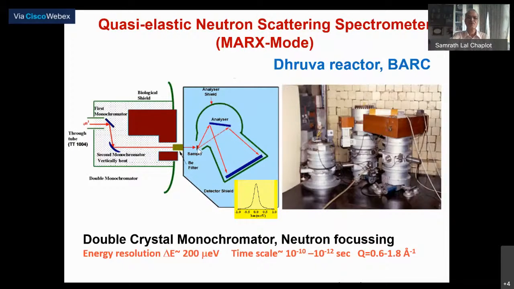Then these neutrons fall onto a sample, and in a triple axis spectrometer, the energy analysis is again done. But here, the novelty is that the crystal is a very large crystal. Okay, it could have been even larger, but it was difficult to get a very large and at the same time very uniform crystal.